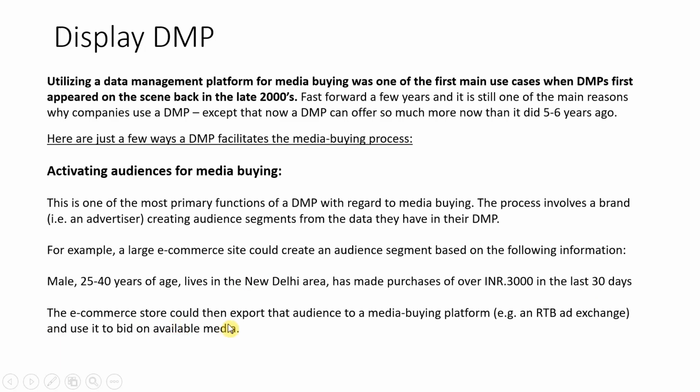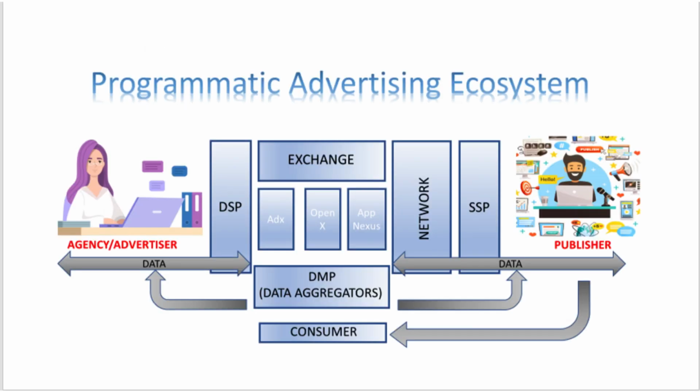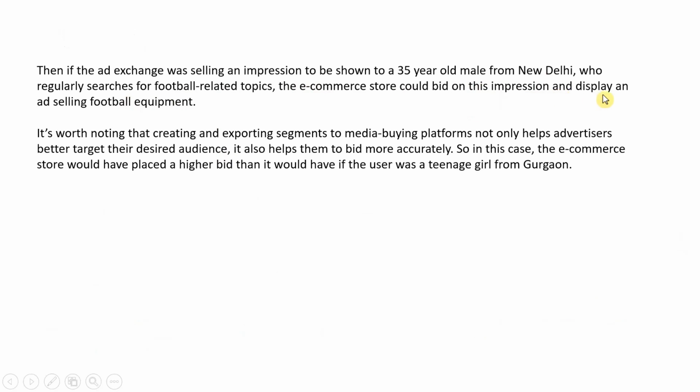The e-commerce store could then export that audience to a media buying platform like an RTB ad exchange, and then use it to bid on available media. Then if the ad exchange was selling an impression to be shown to a 35-year-old male from New Delhi who regularly searches for football-related topics, the e-commerce store could bid on this impression and display an ad selling football equipment.